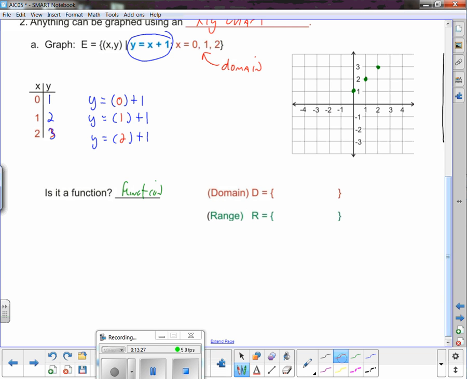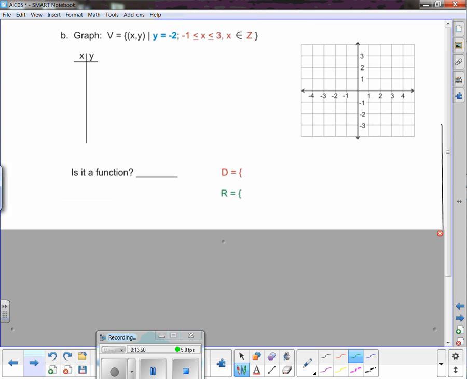Domain. All right. So the domain is 0, 1, 2. That was pretty simplistic. And our range is, say it if you know it, 1, 2, 3. And that's it. And we graphed that using an XY chart. We said whether it was a function or just a relation. And we gave the domain and the range.